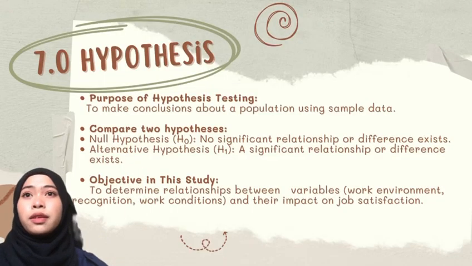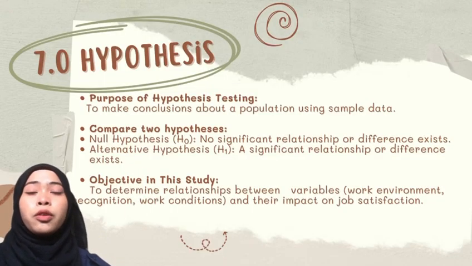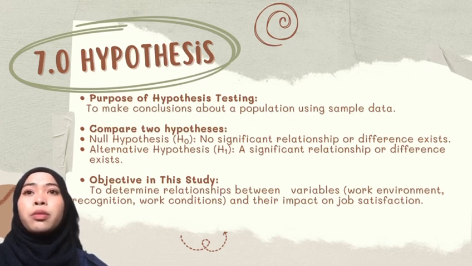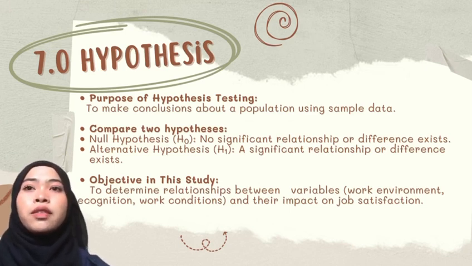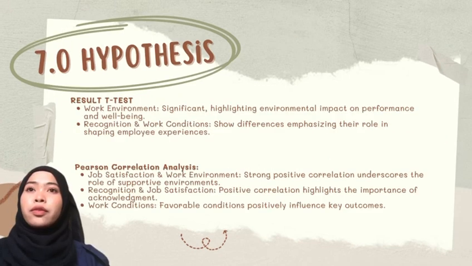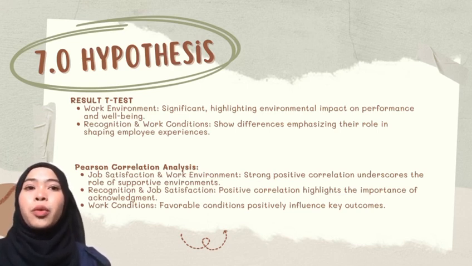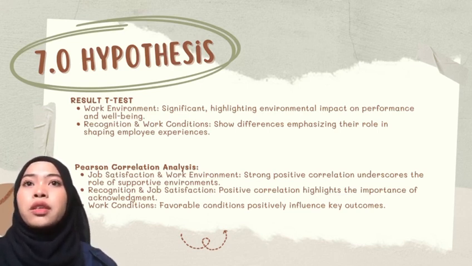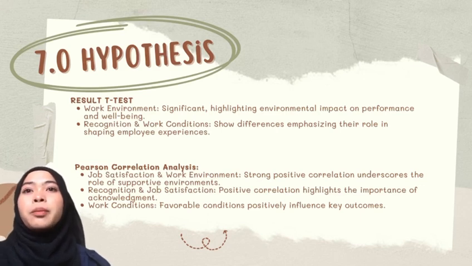Okay, so next we move to hypothesis testing. The purpose of hypothesis testing is to make conclusions about the population using sample data. We need to compare two hypotheses: the null hypothesis, H0, means no significant relationship or differences exist, and the alternative hypothesis, H1, means a significant relationship or differences exist. The objective in this study is to determine the relationship between the variables work environment, recognition, and work conditions, and their impact on job satisfaction. For the test result, the work environment is significant, highlighting environmental impact on performance and well-being. Recognition and work condition also show differences, increasing their role in shaping employee experience.